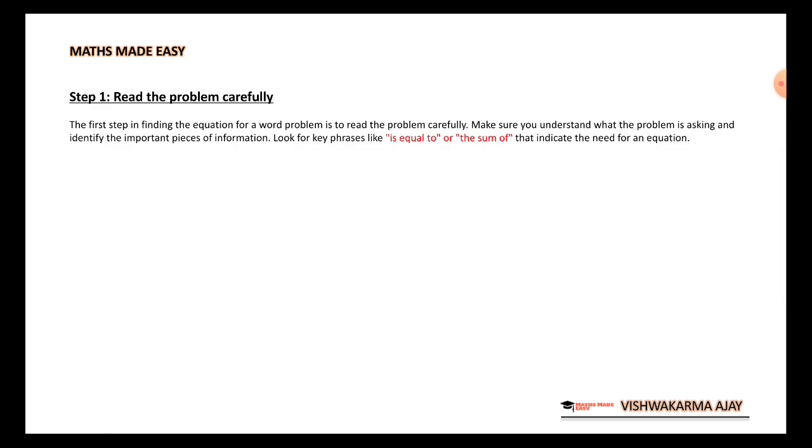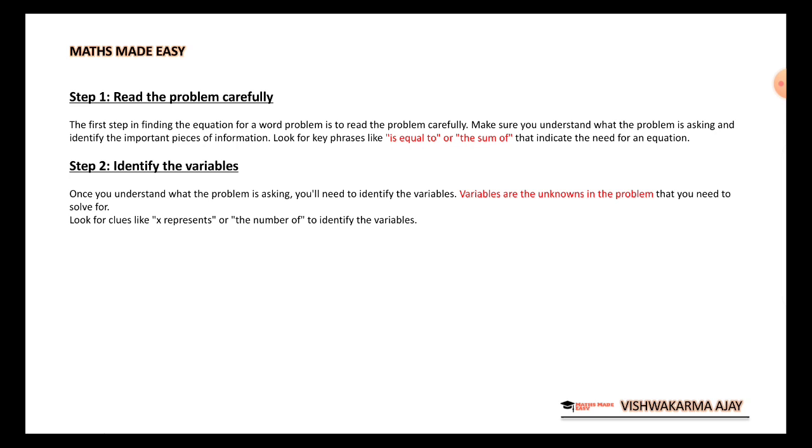Okay, the very first step is to read the problem carefully. The first step in finding the equation of a word problem is to read the problem carefully. Make sure you understand what the problem is asking and identify the important pieces of information. Look for the key phrases, like "is equal to" or "the sum of". These kinds of phrases are going to be very important, and I will be giving you the chart also, so you can easily understand what to do with them.